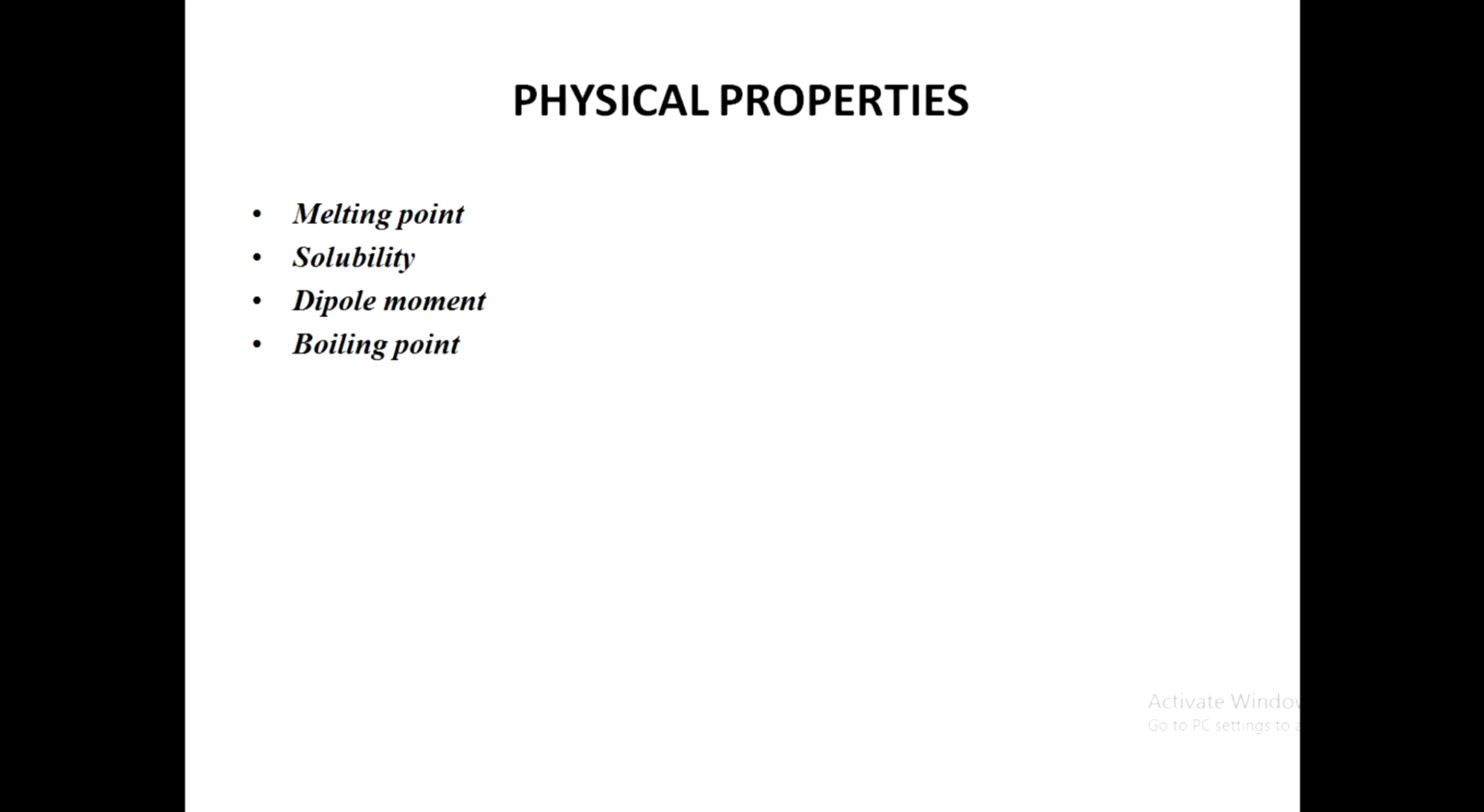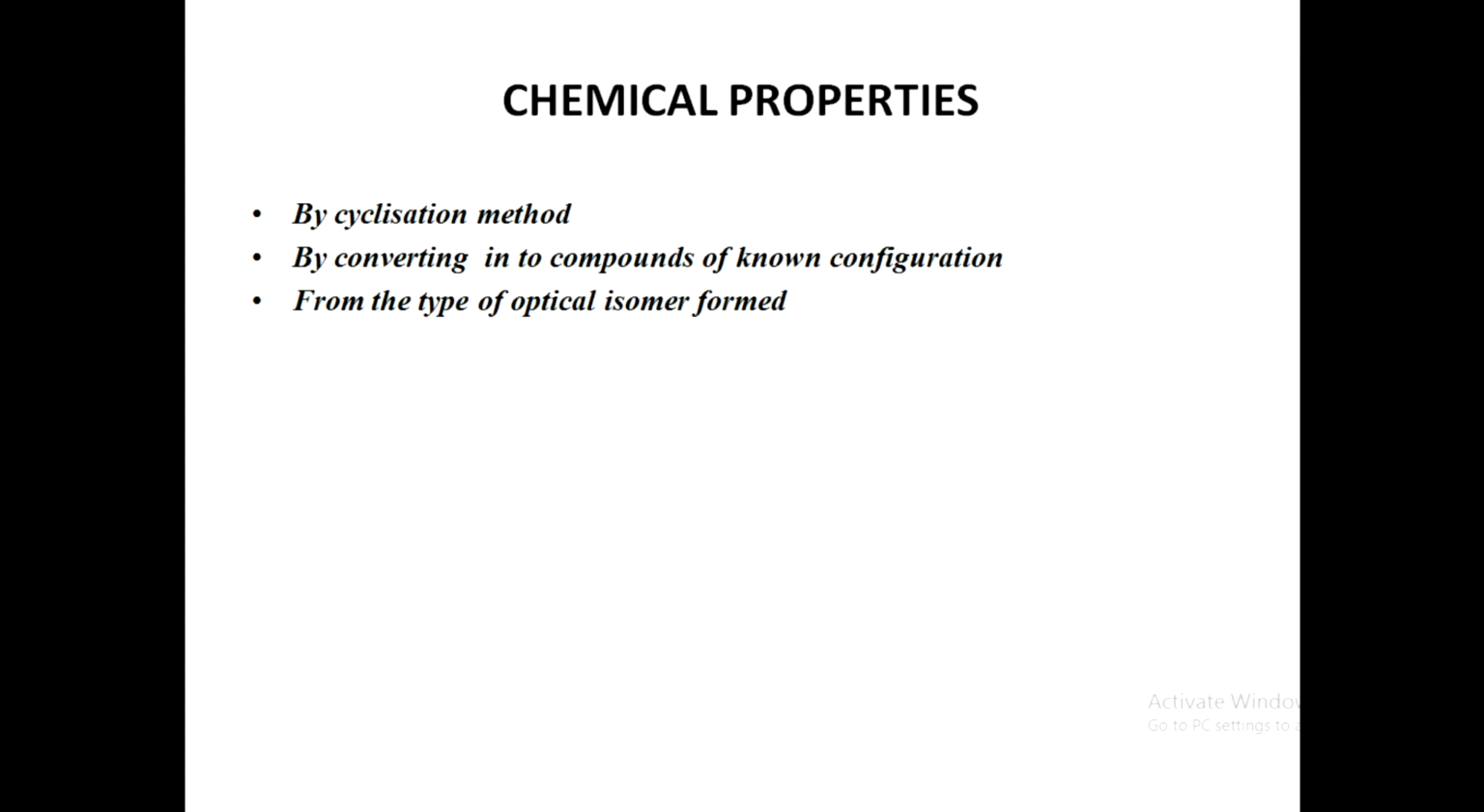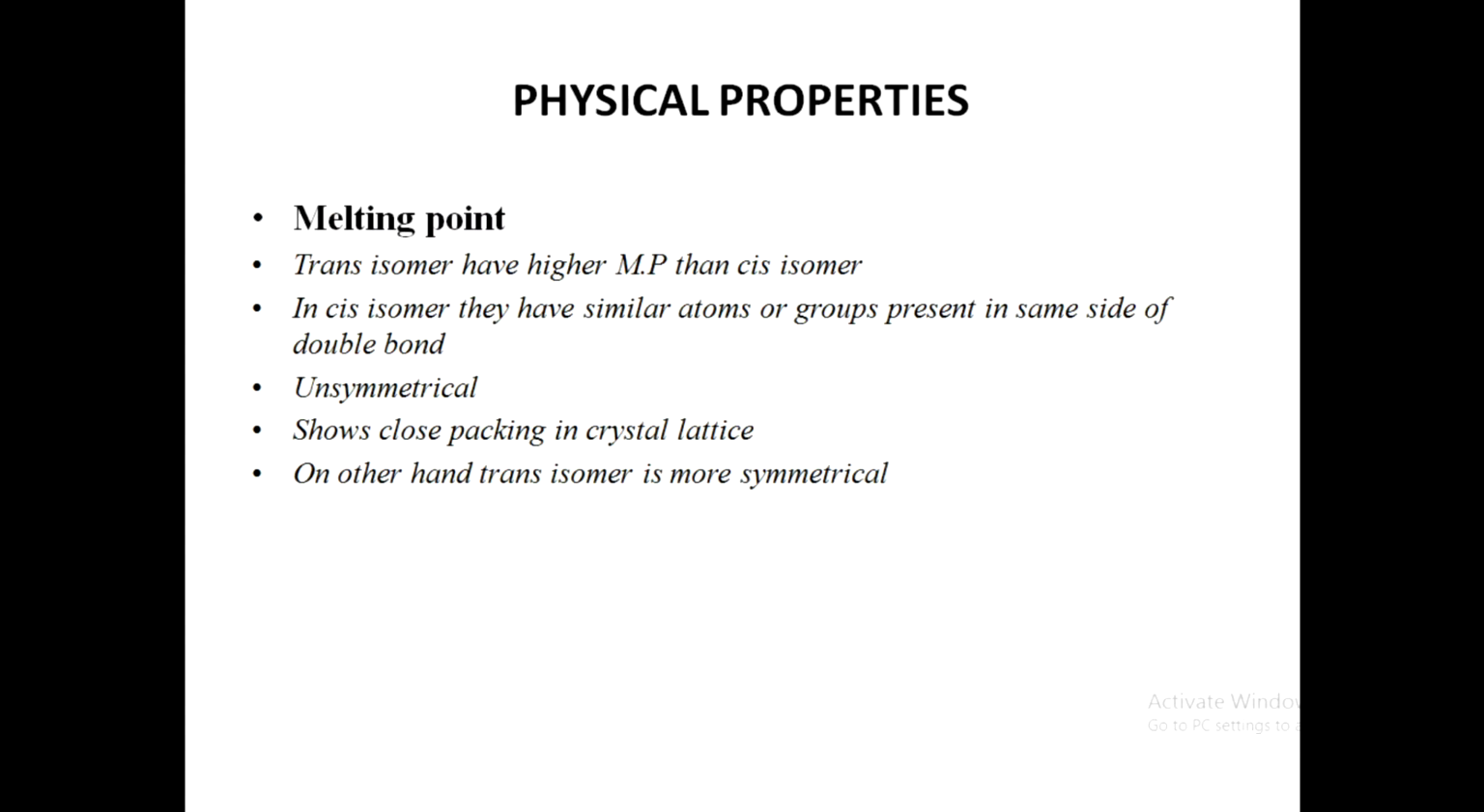So by physical properties, we have melting point, solubility, dipole moment and boiling point. And chemical properties: by cyclization method, by converting into compounds of non-configuration, and finally from the type of optical isomer formed. So let's start. Physical properties, that is melting point.